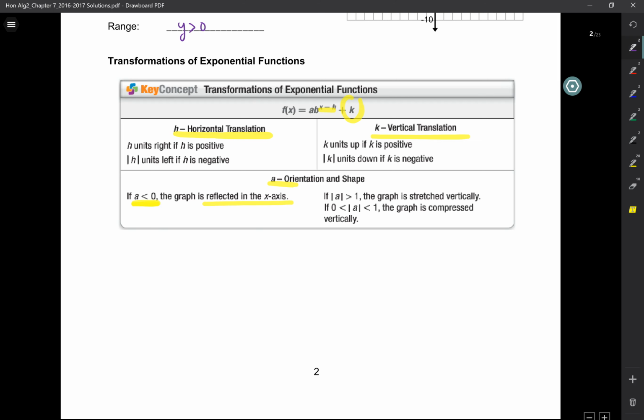So for example, if A is greater than 1, so for example, if you have y equals 3 times 2 to the x, as opposed to 2 to the x, this is a vertical stretch, right? It's like somebody is pulling it up, so it goes up even faster. If A is between 0 and 1, so if you have y equals 1 over 3 times 2 to the x, it's like somebody's pushing down on it, so it goes up less quickly, okay?